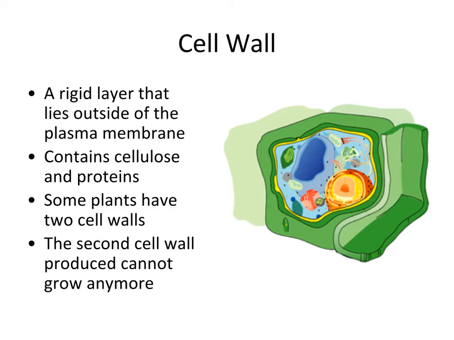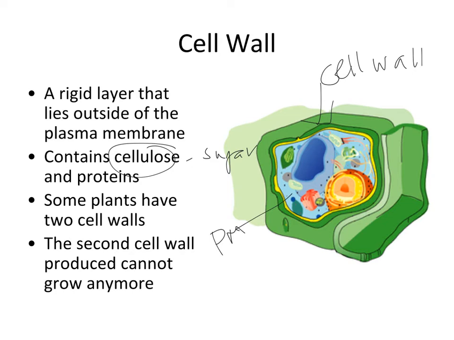Cell walls are really, really important. They're not unique to plants, but what they're made of is unique to plants. They're really hard, a rigid layer outside of the plasma membrane. Here the blue stuff is the plasma membrane, and this bright green stuff is your cell wall. They're going to be made of cellulose, which is a sugar that the plant makes itself, and some proteins.